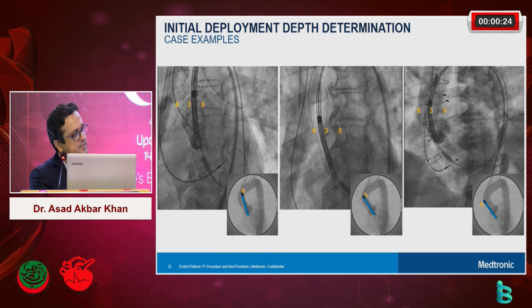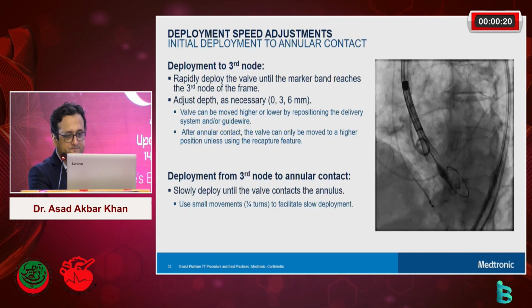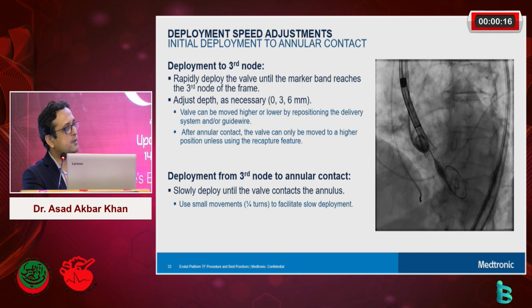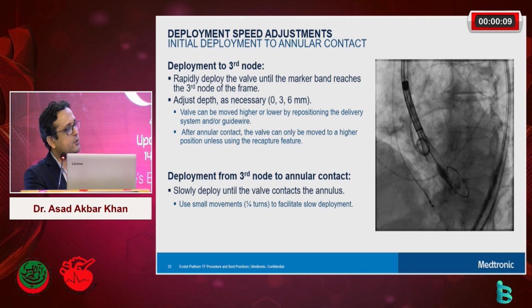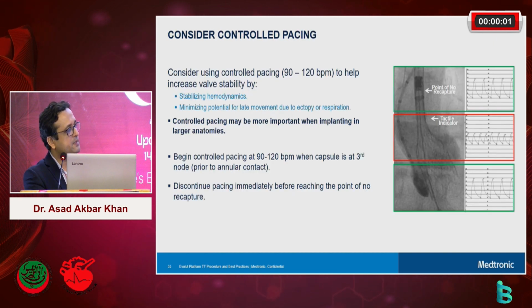If it's in the middle, you start in the middle. If it's hugging the outer curvature, you start deep. Once your first phase is over, this is the middle of the first phase where your valve has started deploying. You have still not occluded it, so you can take your time here. This is your capsule flare edge. These are the first 3 nodes, which we call the 3 millimeter mark.